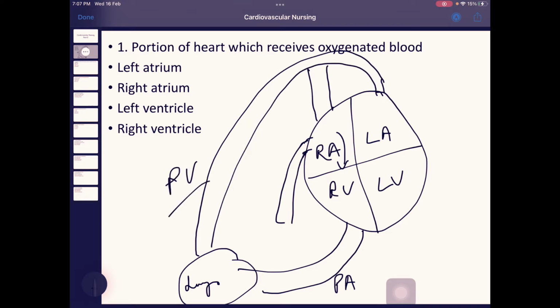This is pulmonary vein, and so the left atrium receive the first oxygenated blood. So the correct option here is left atrium, the first one. So in this case, the question they may also be asked like oxygenated blood first enter in which chamber of the heart. They can ask in that way also.